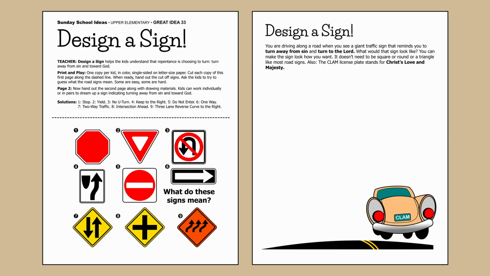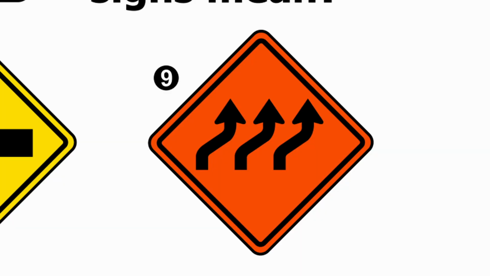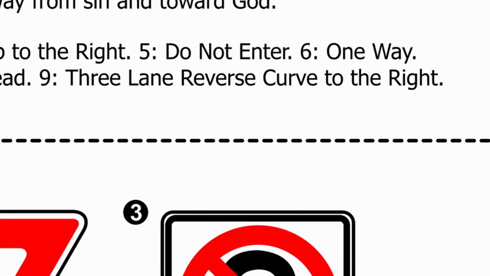Design a sign. This has the kids doing 2 different things. The first one is to try and identify what these icons stand for. So if you would like to play the game yourself, pause the video and see what you can figure out. Now, this one here is the one I couldn't figure out, and check out the answer. 3-lane reverse curve to the right.